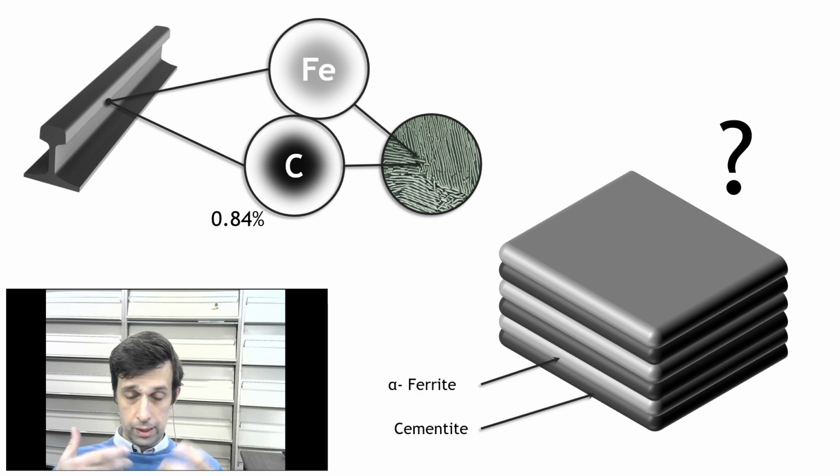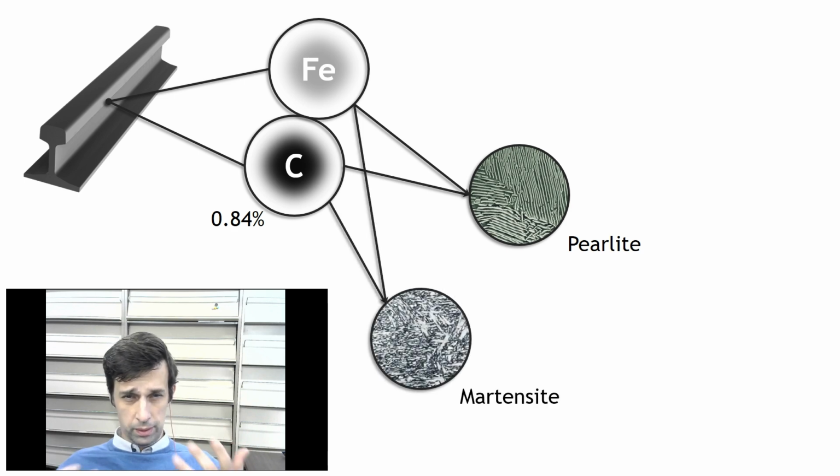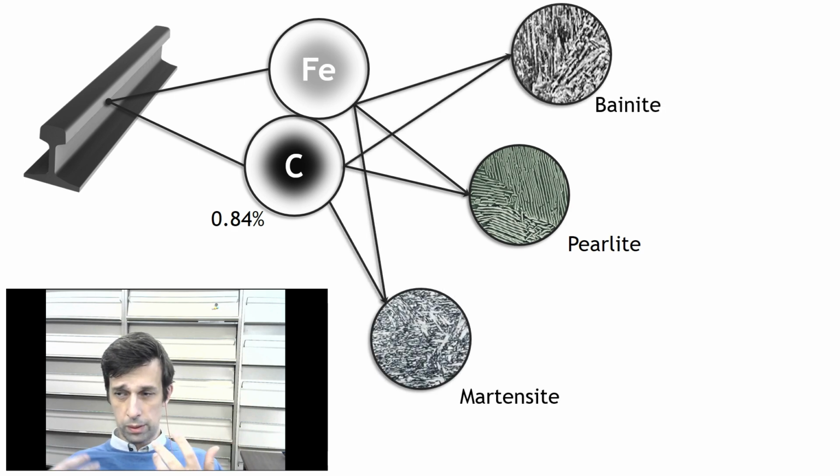And things are even a little bit more complicated because starting from the same combination of iron and carbon that gives us that nice structure that is called perlite, we can also obtain two other structures, either martensite or bainite. And these two structures are chemically very close to the perlite. They're made with the same components at the same concentrations. What changes is how fast we cool it down when it's melted.